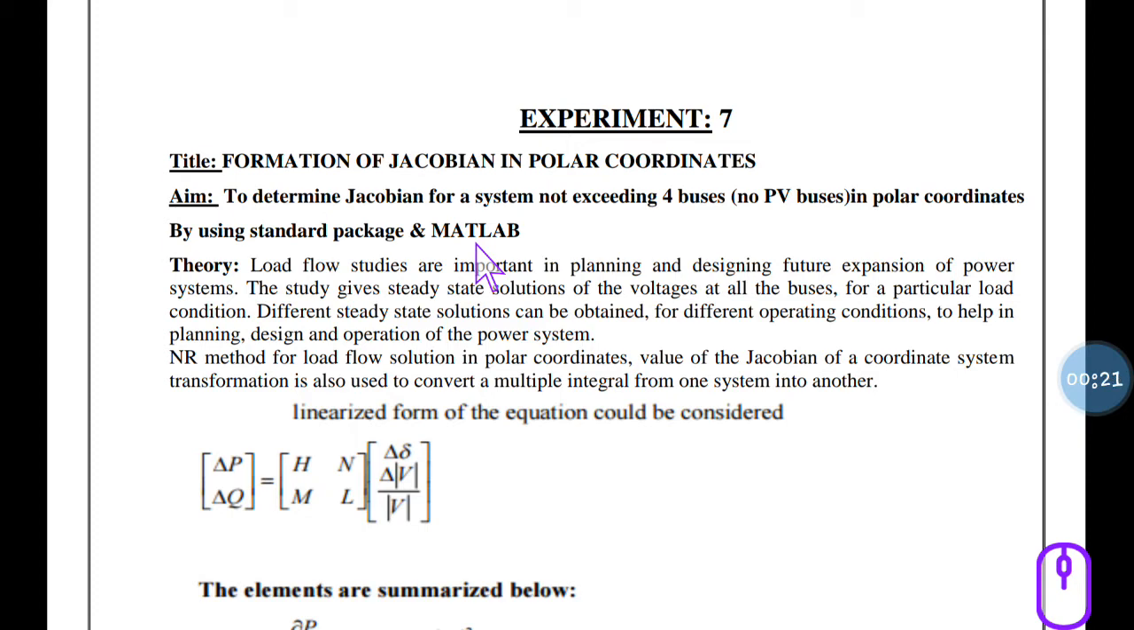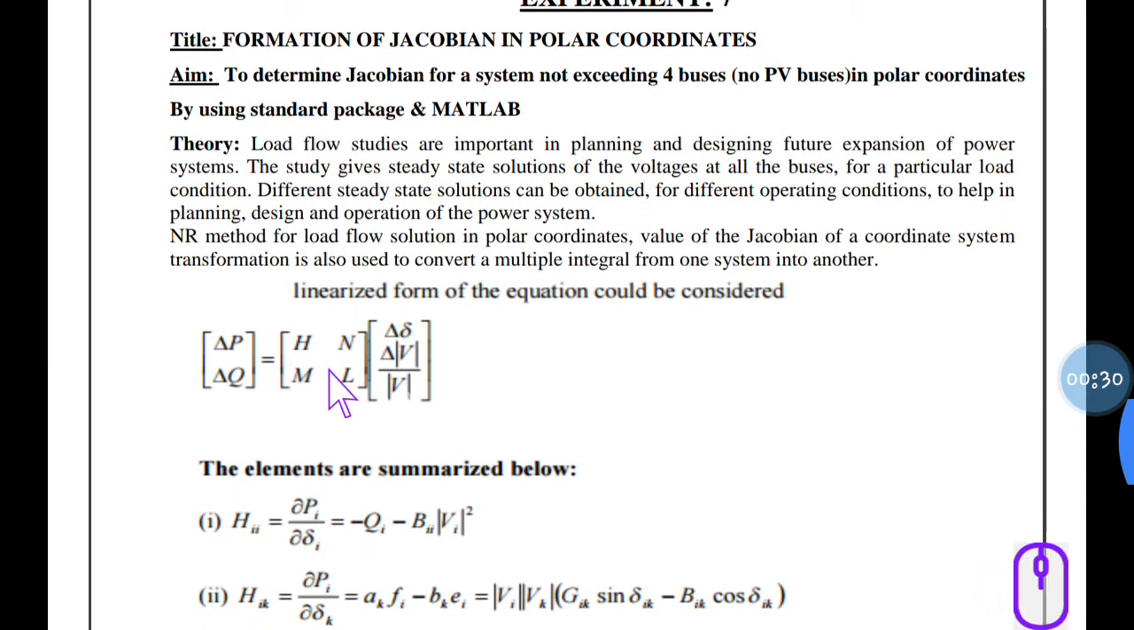And forming that matrix itself takes time, because the individual matrices, that is H, N, M, L or J1, J2, J3, J4, have to be formed. The diagonal and off-diagonal values of each, H, N, M and L, have to be formed, and each individual partial derivative has to be computed. That itself takes more time in the Newton-Raphson method. You can compare this with other methods like Gauss-Seidel and decoupled, fast decoupled. The comparison is in the theory that you can go through.